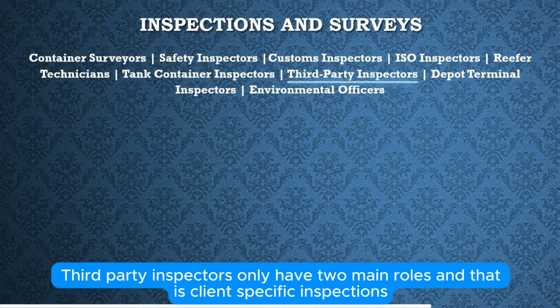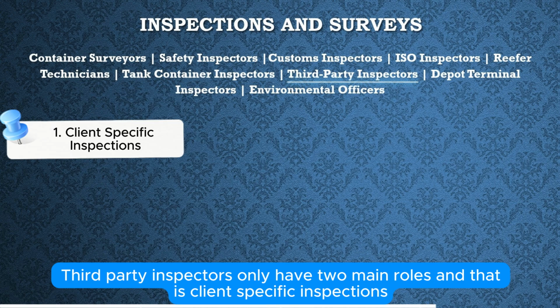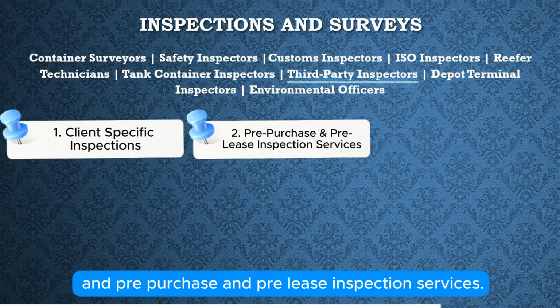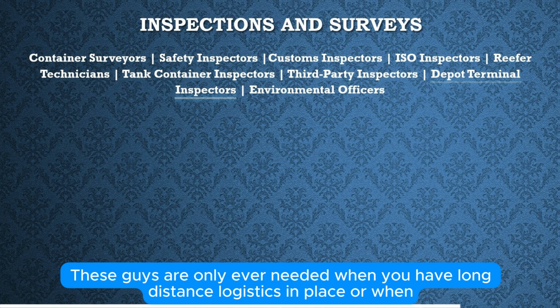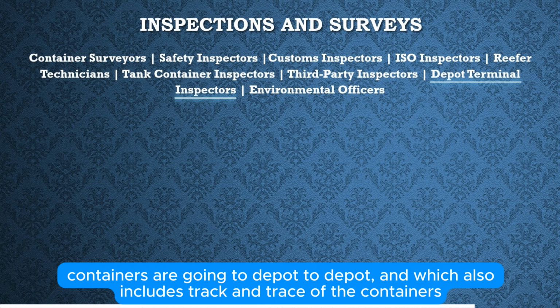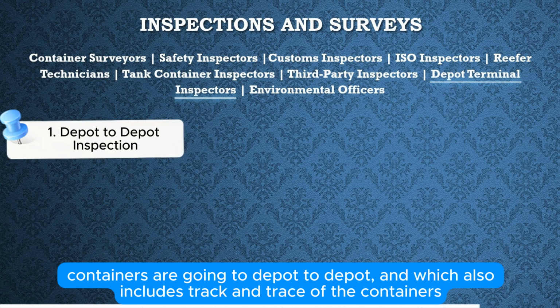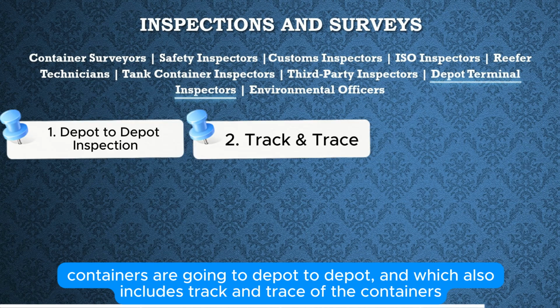Third-party inspectors only have two main roles, and that is client-specific inspections and pre-purchase and pre-lease inspection services. Moving on to the depot terminal inspectors. These guys are only ever needed when you have long-distance logistics in place, or when containers are going to depot, which also includes track and trace of the containers.